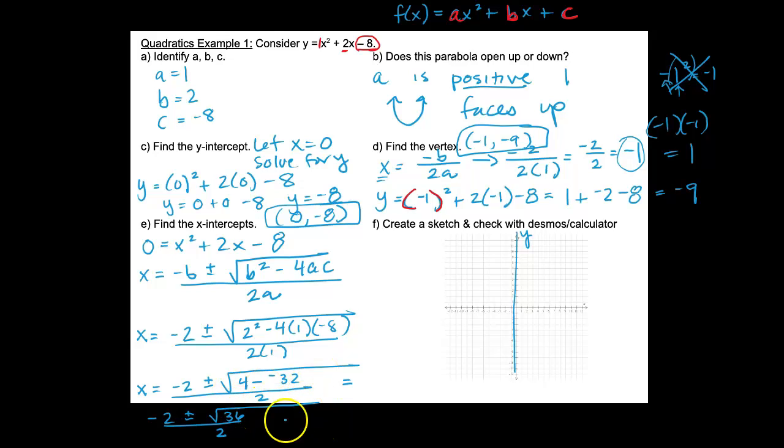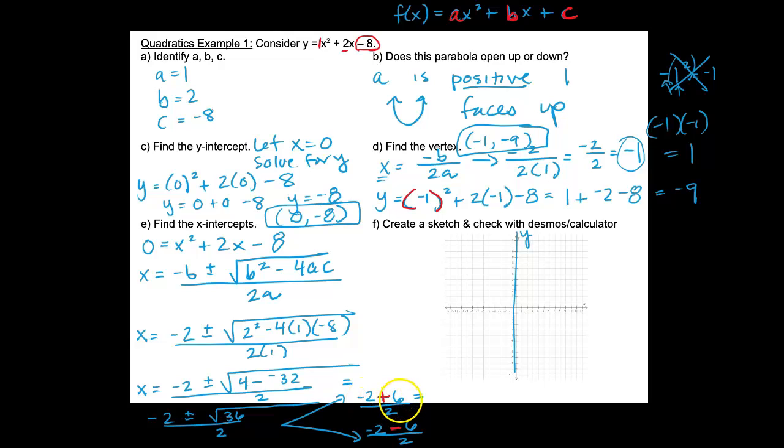And so what we're going to do is split these up into 2. This plus or minus says do one of these equations or expressions with a plus and one with a minus. So I'm just going to do negative 2 plus the square root of 36, which is 6, divided by 2. And then negative 2 minus the square root of 36, which is 6, divided by 2. So just to highlight here, we're doing one of these with a plus, one with a minus, and then you're just going to work through.